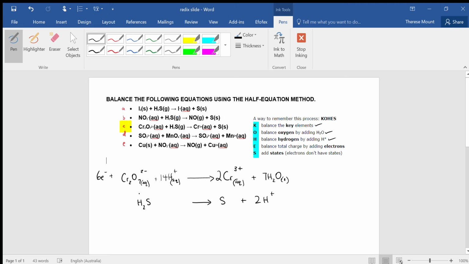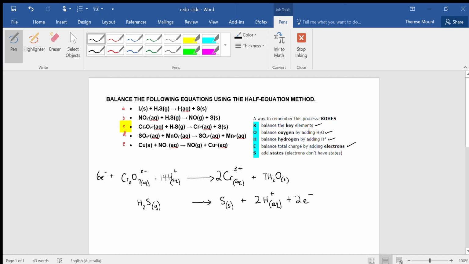All right, so overall charge of 0 on this side, overall charge of 2+ on this side. So I need to add electrons, and I need to decide what side to add electrons to, and I'm going to add electrons to this side, because that brings that down to 0, and that side is 0 too, so that's good. Balance charges, add states. My H2S was a gas, just look at the question for a little bit of help there. S is a solid, H+ is aqueous, and electrons have no charge.